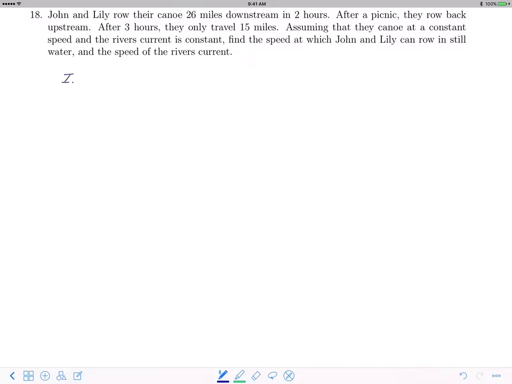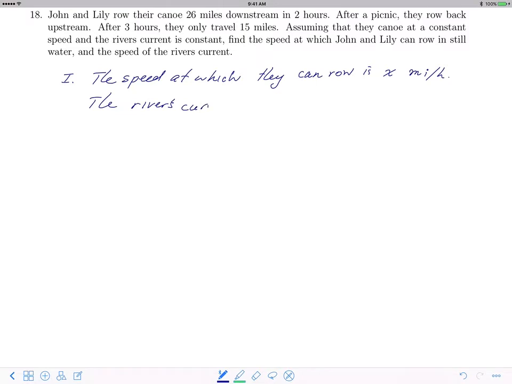In number 1, we're going to write the answer. So the speed at which they can row is x, and we'll do that in miles per hour. And the river's current is y, miles per hour. So we're going to have to find x and y. Now, in part 2, we're going to write an equation. In this case, actually, there's 2 unknowns, so we need 2 equations.